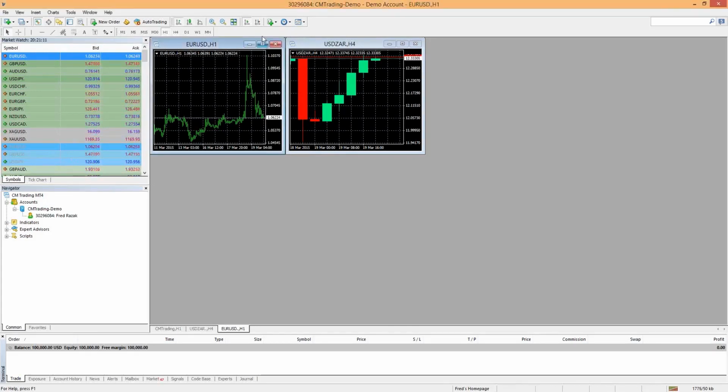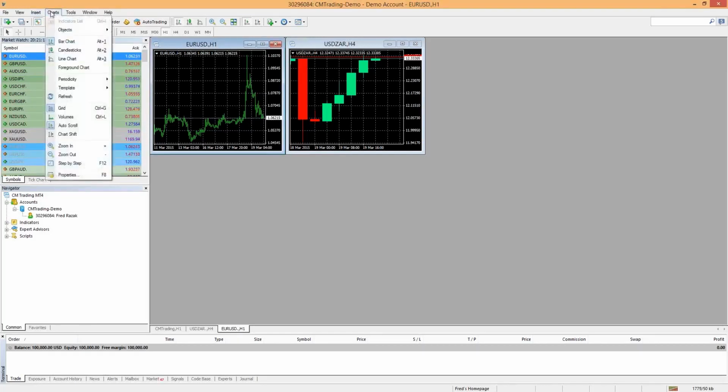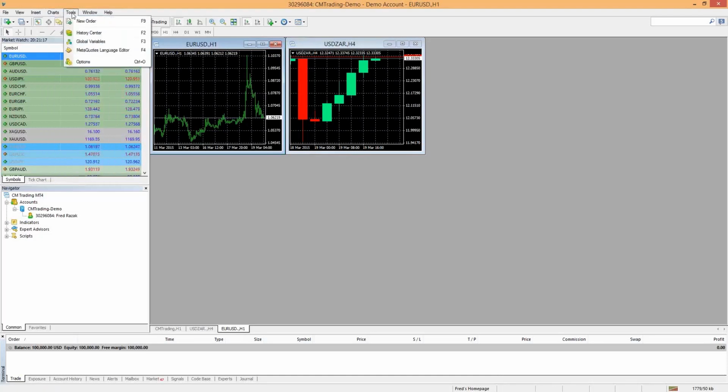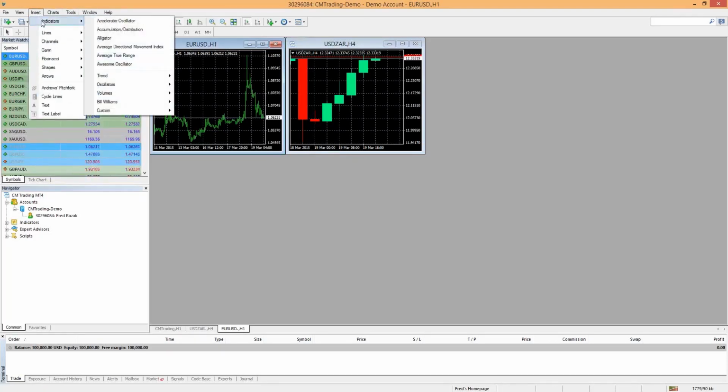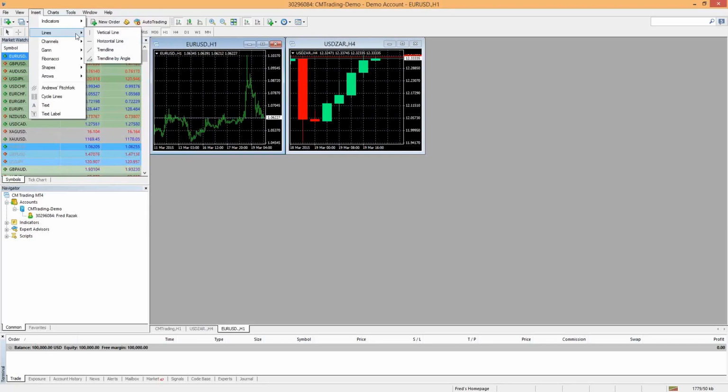You also have obviously on the charts the option to add different types of tools and insert different types of indicators. Now there's the statistical indicators obviously that you can add and you could customize. There's different types of lines that you can do, channels, Gann lines, Fibonacci, shapes, everything is there.